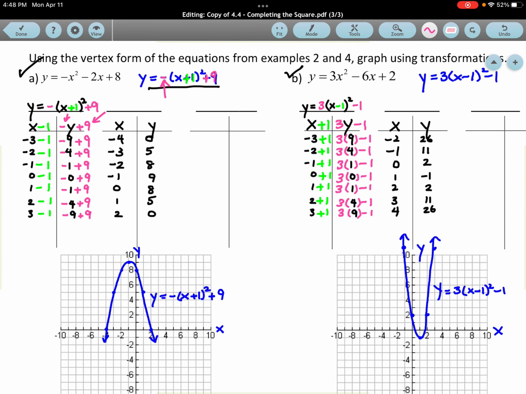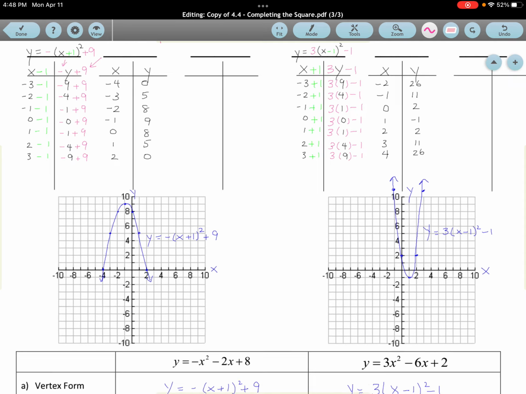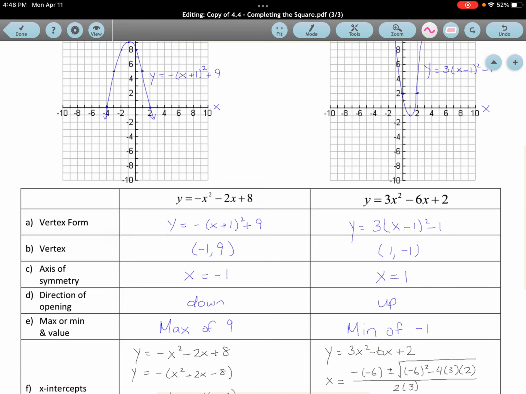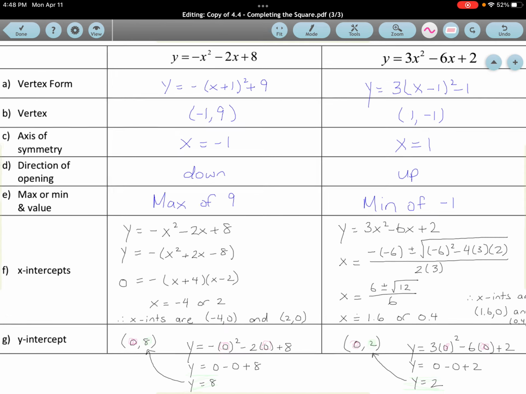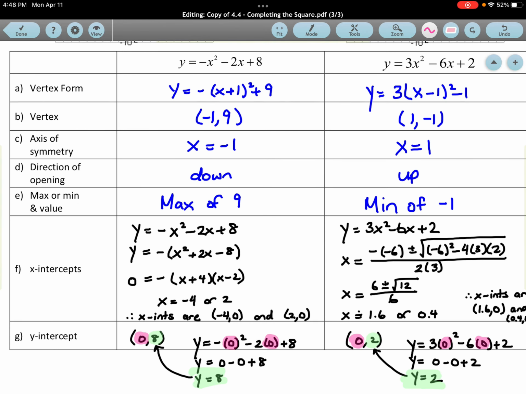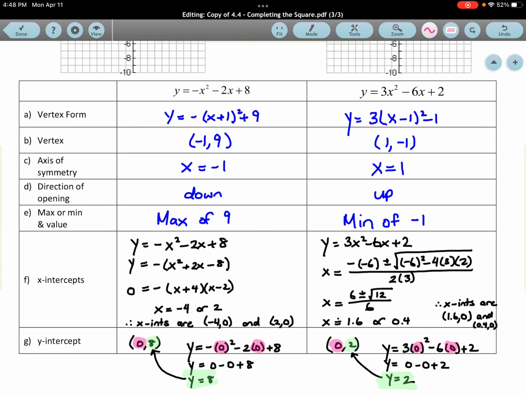Okay, so I did the same on the other side. You can pause the video and check it out yourself. From there, we should be able to tell a lot of things. Okay, and we can fill out this table that has to do with all of the characteristics or features of these parabolas, or these quadratic functions. So one more time, going from standard form to vertex form, which we did on the previous page, is called completing the square.